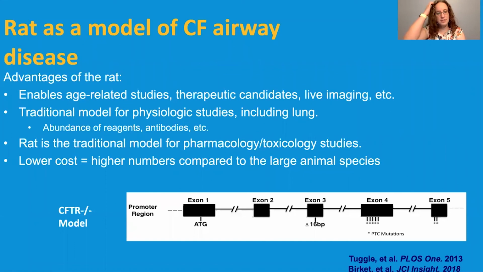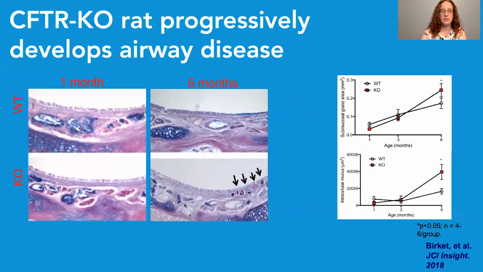So the first model I'm going to discuss today is the CFTR knockout. In order to create this model, we engineered a 16 base pair deletion in exon 3 of the rat sequence, generating a series of stop codons in exons 4 and 5. This results in deletion of the CFTR protein from all the tissues.